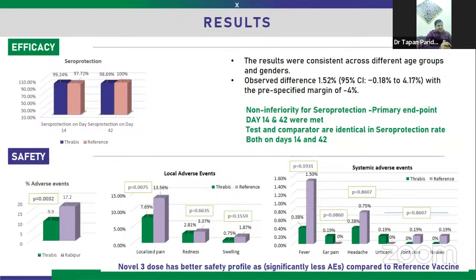This is the result. In safety measures, Thrabis has very few adverse effects, like localized pain, redness, swelling, and systemic adverse effects are very minimal, like fever, ear pain, headache, urticaria, joint pain, nausea. Next slide.